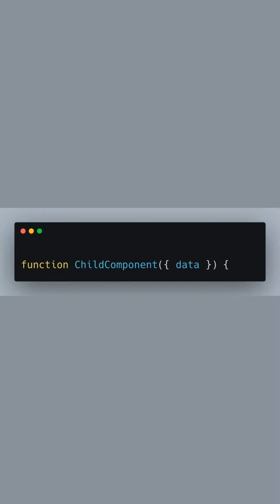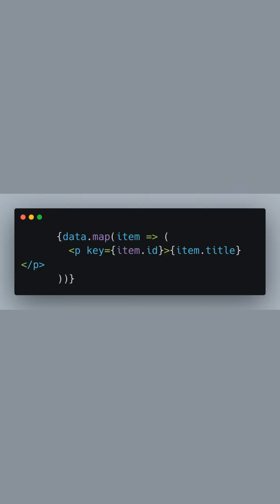Now, we define a child component that receives the data prop from its parent. We create a return statement that begins with a div wrapper for the child component's content. We use the map function to iterate over the data array. For each item, we return a paragraph with a unique key attribute and display the item's title. We conclude the return statement and the child component itself by closing the div tag.